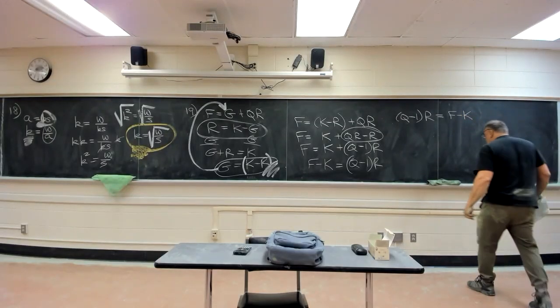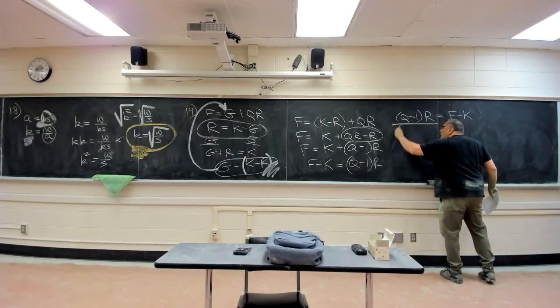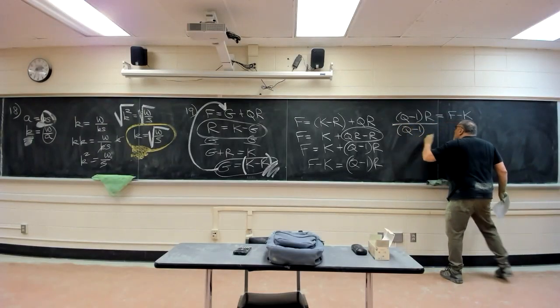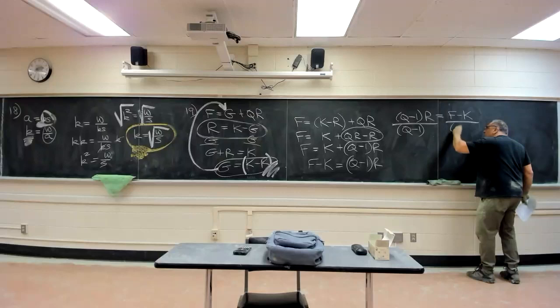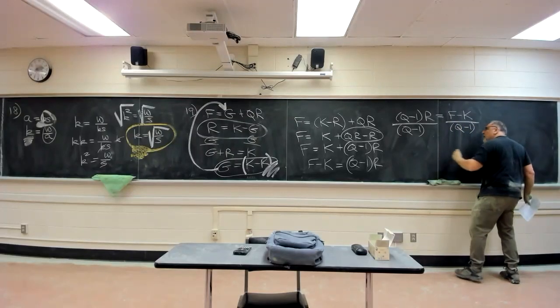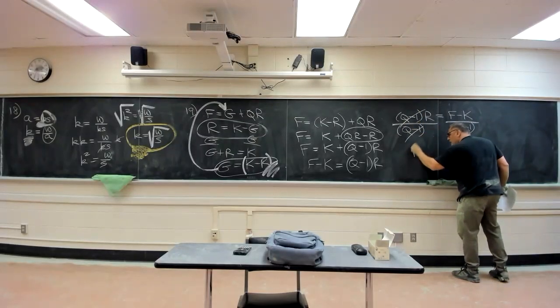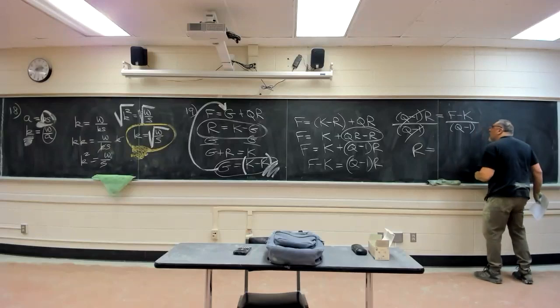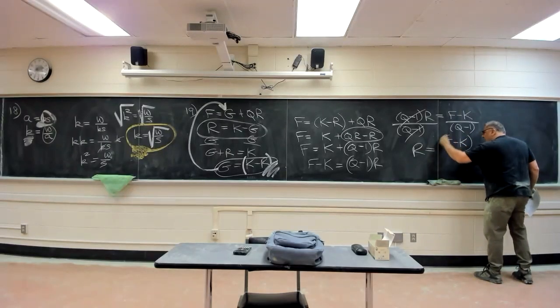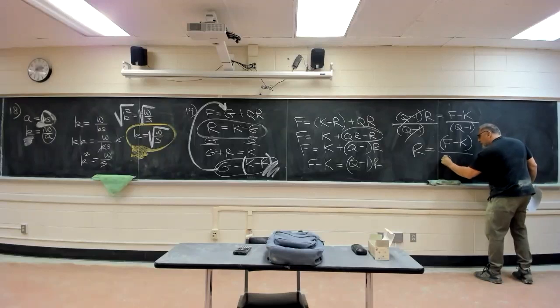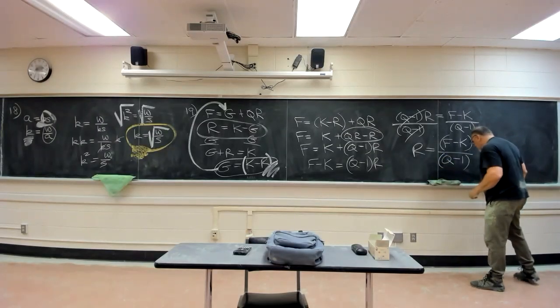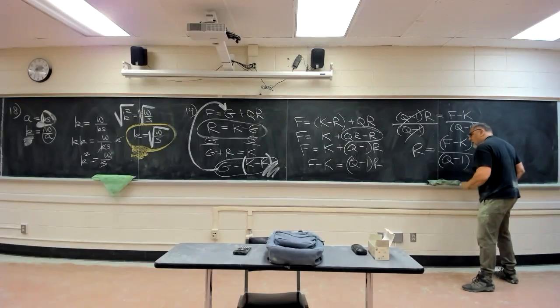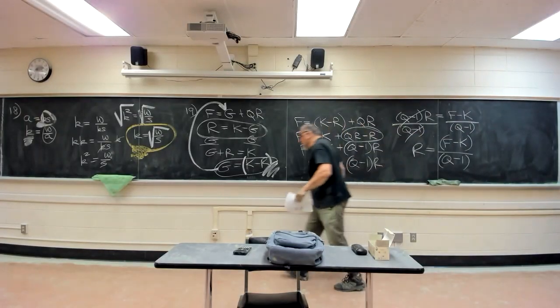You know where we're going to go, guys. You know what we're going to do. Stay strong, keep it in parentheses. F minus K, Q minus 1. You can take the parentheses out or leave them in. That's not a big deal. But that's definitely the answer.